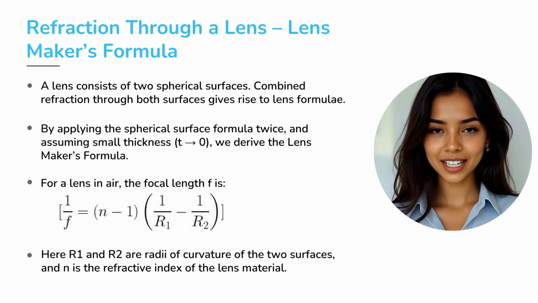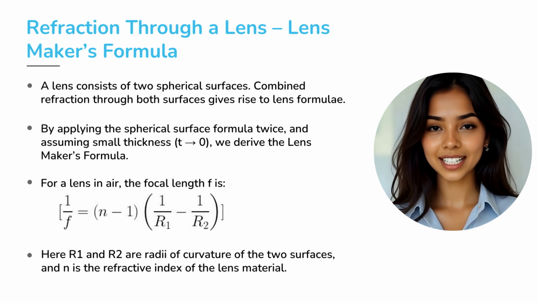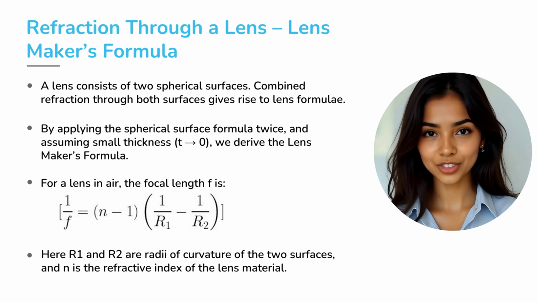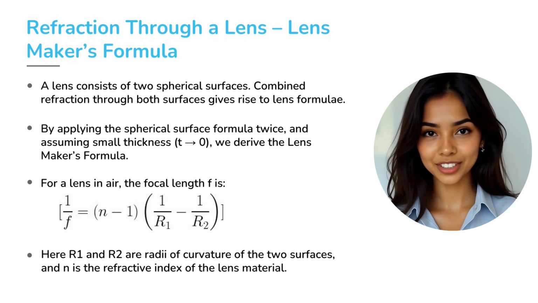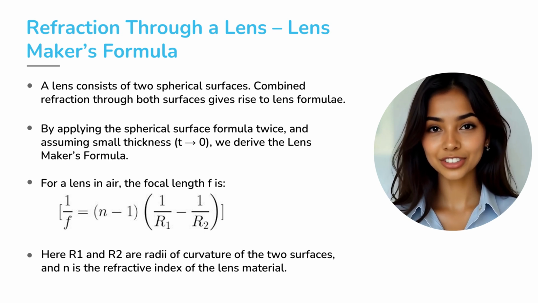Depending on the signs and values of these curvatures, the lens can act either as a converging lens, focusing parallel rays to a point, or diverging, spreading rays apart. This formula is the cornerstone for designing everything from eyeglasses to giant telescope lenses.